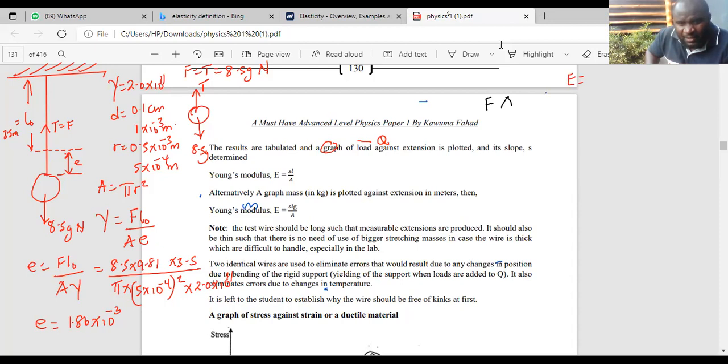Then two identical wires are used to eliminate errors that would result due to changes in position, due to the bending of the rigid support or the yielding support when the loads are added to Q1. It also eliminates the errors due to changes in temperature. So you have to use two similar or identical wires. They are identical, everything about them is the same: same Young's modulus, same elasticity constant, proportionality constant, same thickness, same diameter. So everything is the same if they are identical.